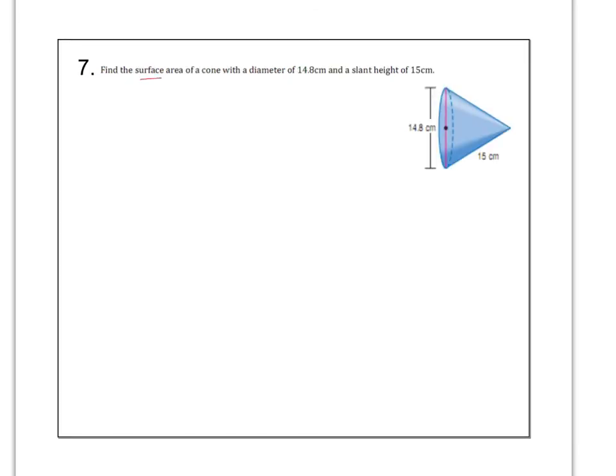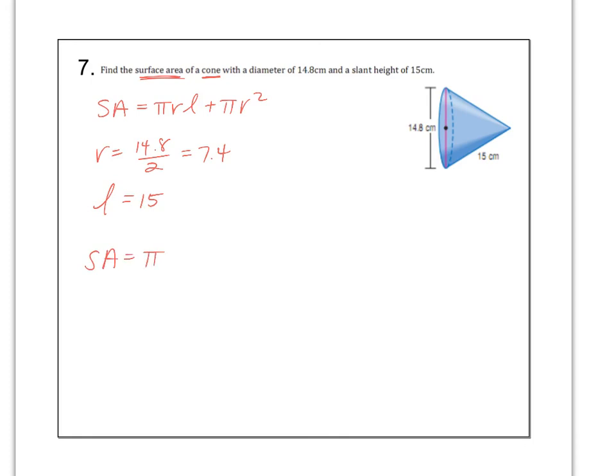Number 7, find the surface area of a cone with diameter 14.8 and slant height 15. Surface area cone is pi RL plus pi r squared. Let's find our values. R is going to be half of the diameter, so 14.8 divided by 2 is 7.4. L is 15. Yay, they gave it to us. I think that's all we need. We have all of our values, so this one's pretty quick.